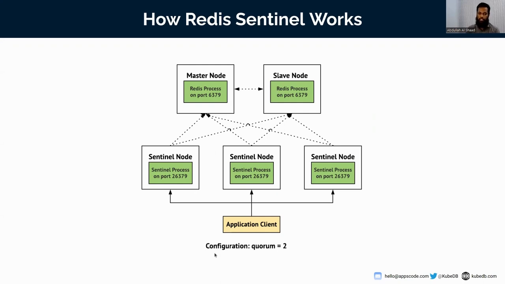And here you can see that in this configuration, quorum is 2. That means that at least 2 of the Sentinels need to agree about a master down state. So let's say the master has a connection with one Sentinel, that connection is down for some reason, and that Sentinel thinks the master is down, but the other Sentinels can ping the master. In that case, the Sentinels will not start a failover, because in this configuration at least 2 Sentinels need to agree about the master being down. Then it will start the failover operation.